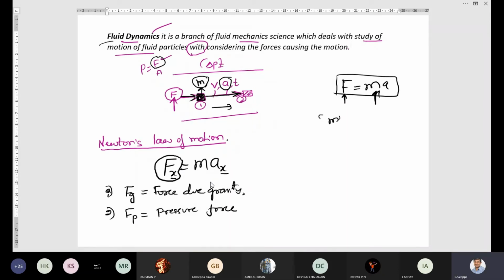Pressure force, that is the second type of force on that particular fluid particle. Now the third force is, dear students, viscosity. All liquids have some viscosity. There is no fluid in the world that has zero viscosity, because it would become an ideal fluid. Otherwise, in practice, every liquid has some viscosity, mu.